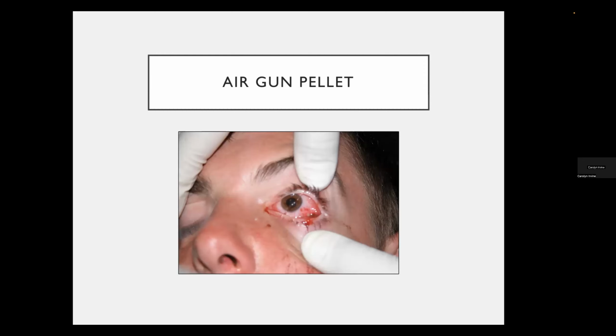Just lift the eyelids up from the orbital rim. Air gun pellets, anything can cause problems. This young gentleman was quite lucky. It just sat around the outside of the eye. You think, great, it hasn't gone in. But actually the force of it, when it obviously stopped moving, shook the eye. So he ended up with retinal detachments and all sorts of other problems.